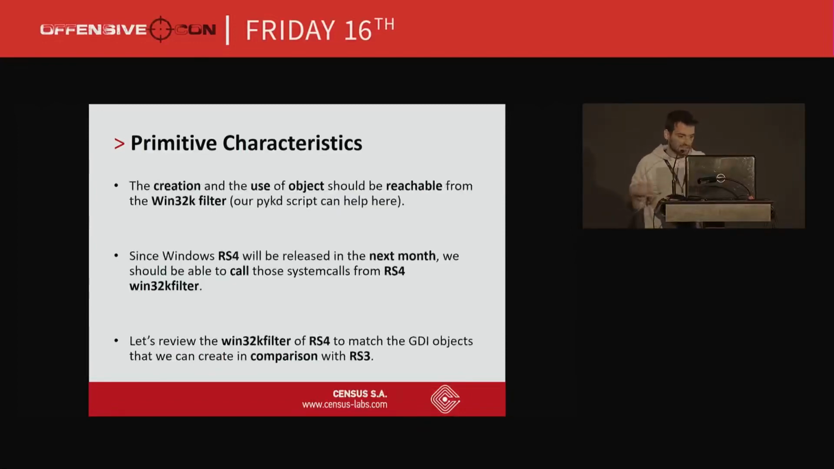As I said earlier, the creation and the use should be reachable from the Win32k filter. And since Windows RS4 will be released next month, we should be able to call our GDI primitive from the Win32k filter of RS4 as well. So let's execute our script in RS4 to see what's changed since RS3.